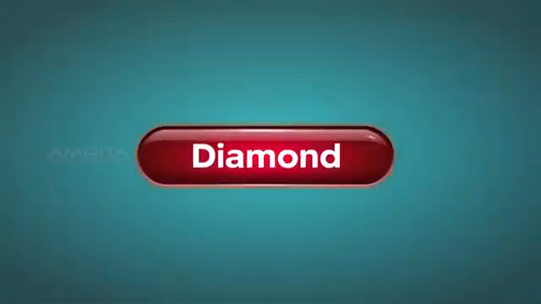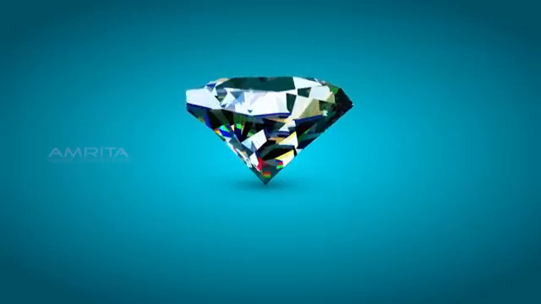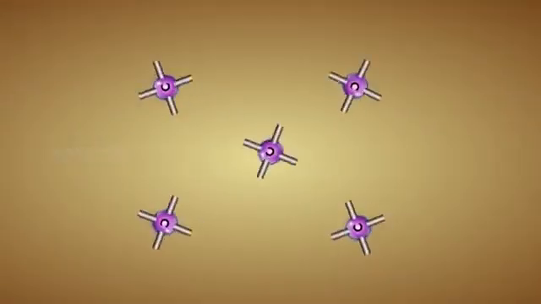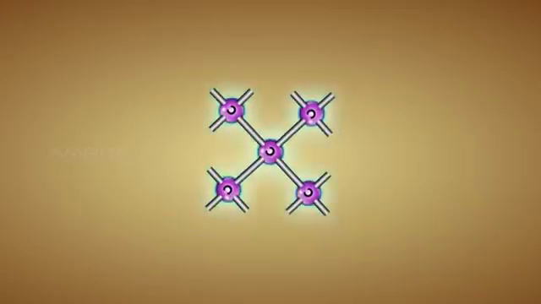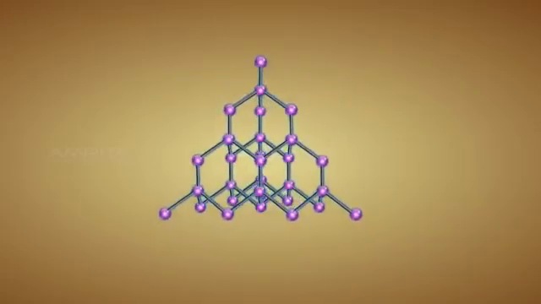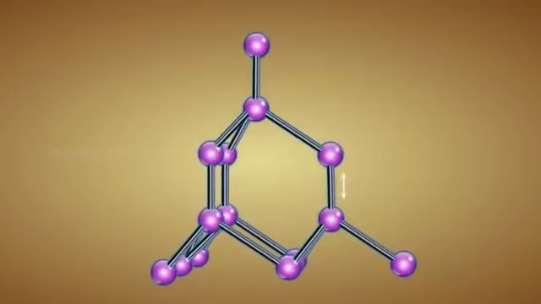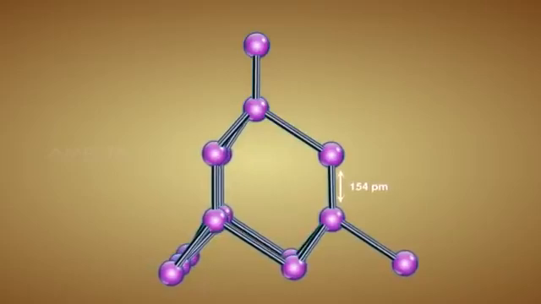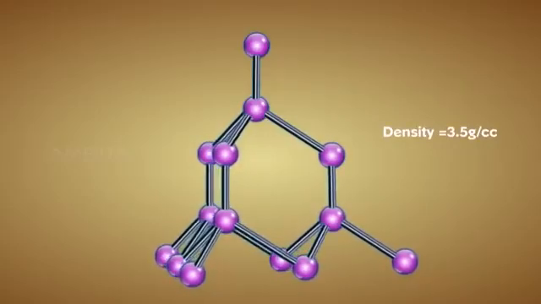Diamond. Diamond is the hardest crystalline form of carbon. In diamond, each carbon atom is linked to 4 other carbon atoms by covalent bonds, forming a rigid three-dimensional structure. Each C to C bond length is 154 pm. Diamond's density is equal to 3.5 grams per cc.